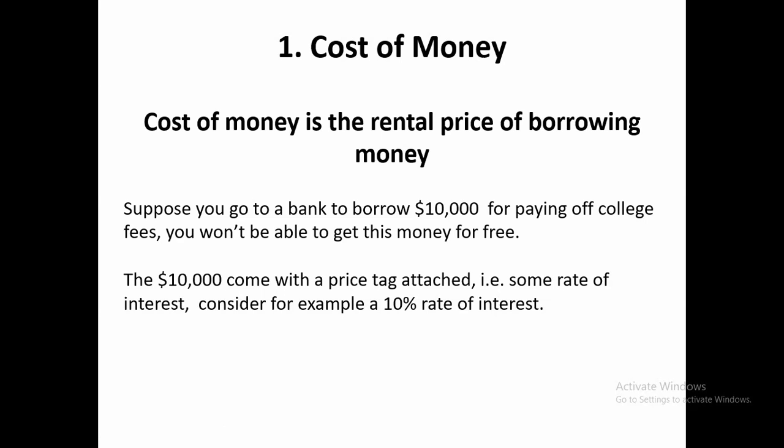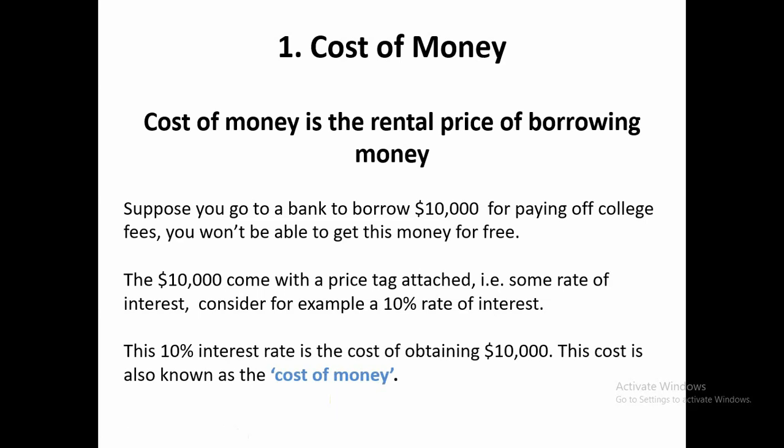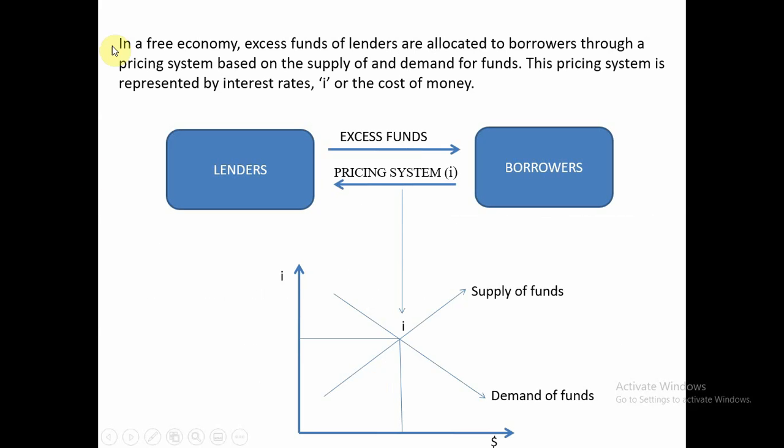Consider, for example, a 10% rate of interest. That 10% is your cost of money. That is the extra amount which you will pay when you return the principal amount. So this 10% interest rate is the cost of obtaining $10,000. This cost is also known as the cost of money. So in a free market, how do we determine this cost of money, how do we determine the interest level?